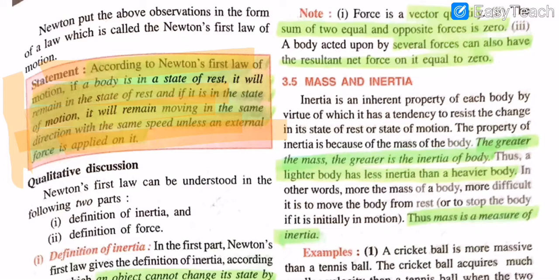Example, a book lying on a tabletop will remain placed at its place unless it is displaced. Similarly, a ball rolling on a horizontal plane keeps rolling unless a force is applied on it. So the property of an object by virtue of which it tends to retain its state of rest or of motion is called inertia. It is the inherent property of each object.